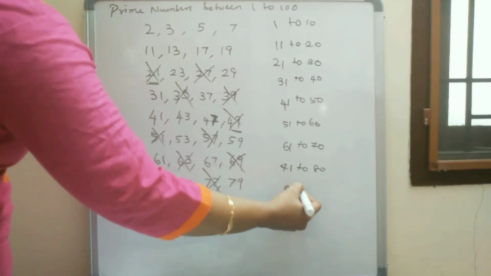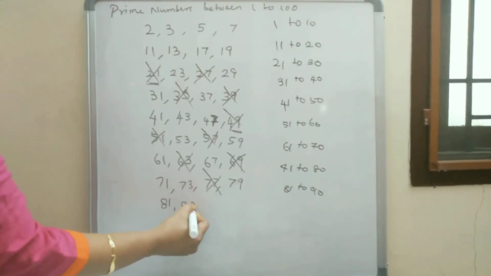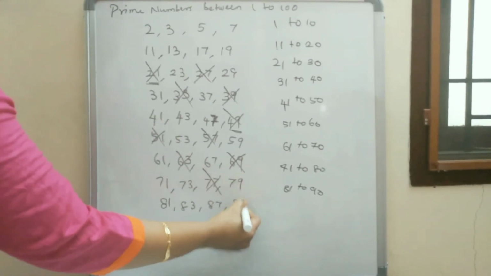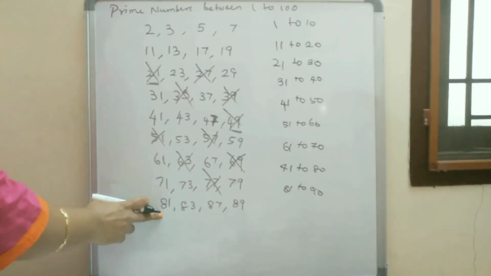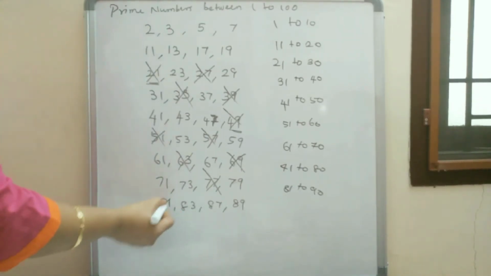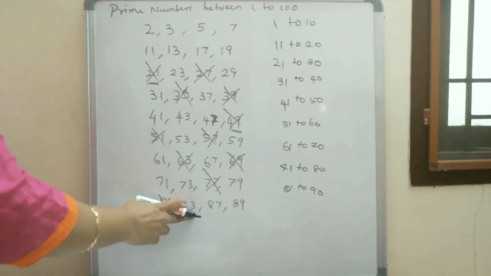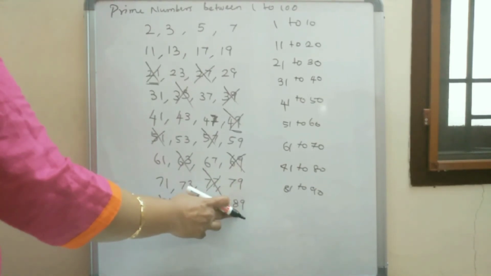Then 81 to 90. That is 81, 83, 87 and 89. For 81, if you are adding the digits, 8 plus 1 is 9. It is divisible by 3, so it is not a prime number. 83 is a prime number. 87 is a prime number. And 89.